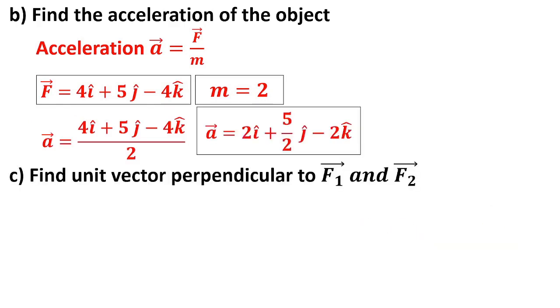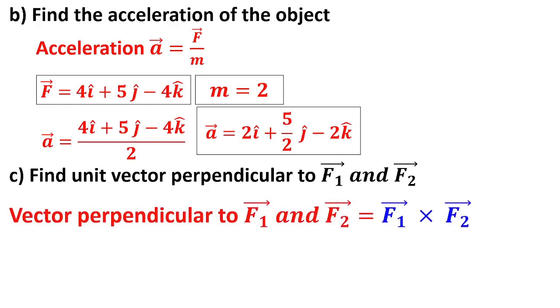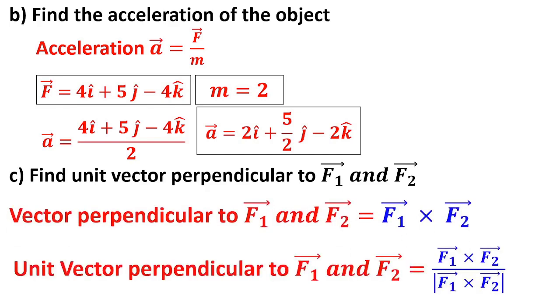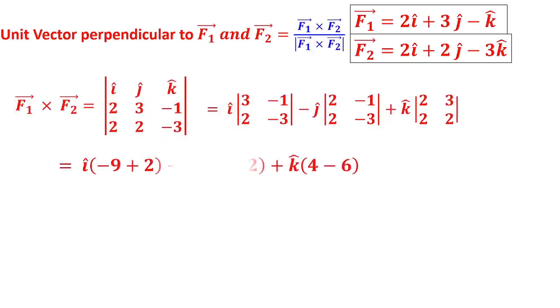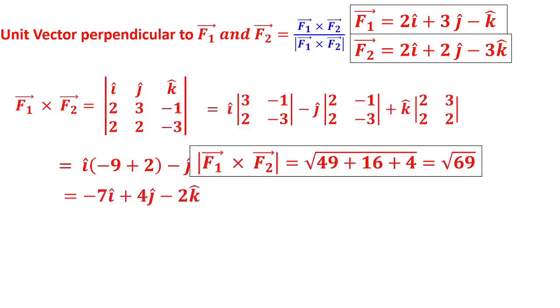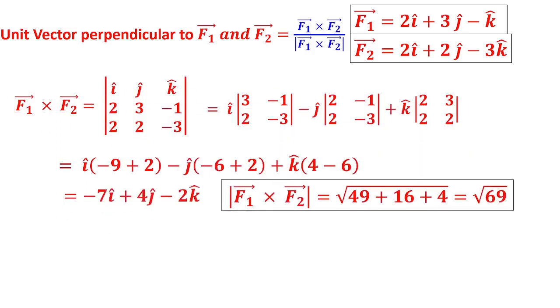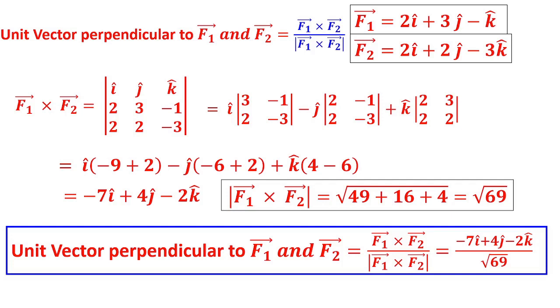Question number 3, find the unit vector perpendicular to F1 and F2. What is the formula for unit vector perpendicular? Let us find the vector perpendicular. It will be F1 cross F2. How to get the unit vector perpendicular? Divide by the magnitude. Very simple. F1 cross F2 by magnitude of F1 cross F2 will give you unit vector perpendicular to F1 and F2. Therefore, I am finding F1 cross F2 now and I am finding its magnitude and I am dividing it. I am getting the answer.